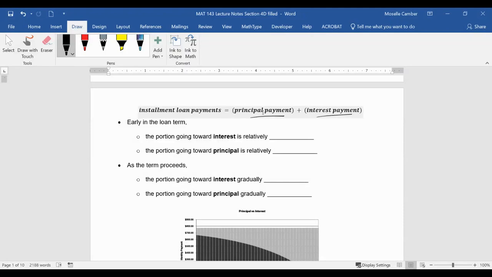But it's evened out, which means at the beginning, the portion of your payment for interest is going to be really high, and the portion towards your principal is low. So at the beginning, you're mostly just paying interest with just a little bit of principal. But as you go on, the amount that you pay in interest is going to decrease, and the amount you pay in principal is going to increase. So that at the very end, you're mostly just paying principal.